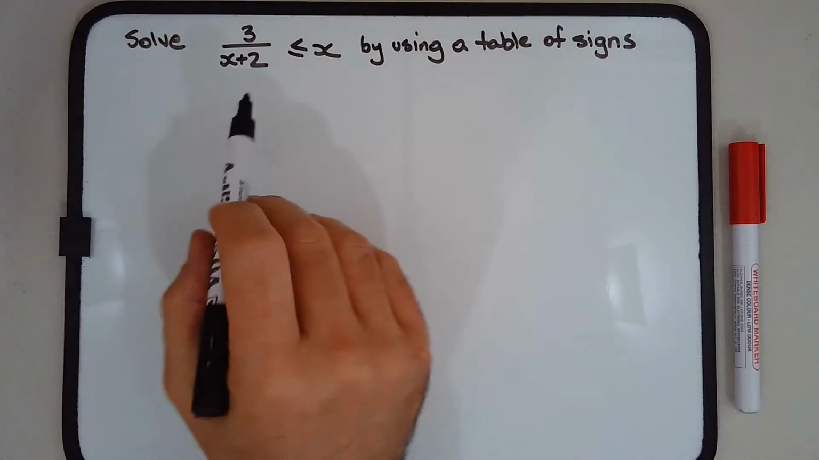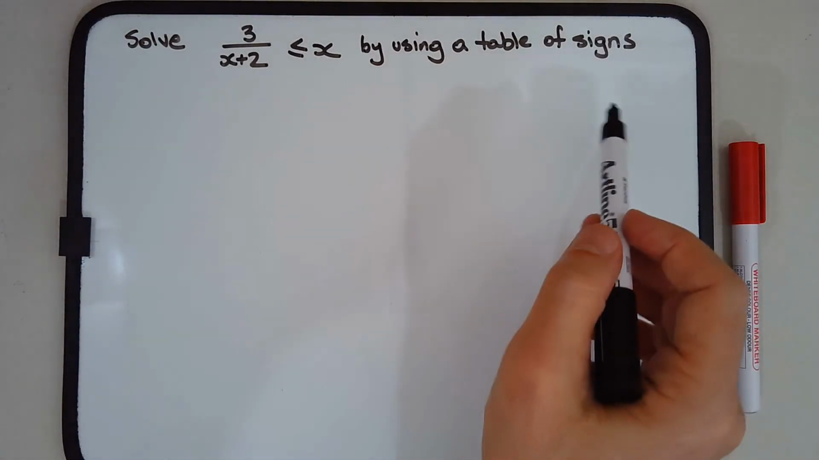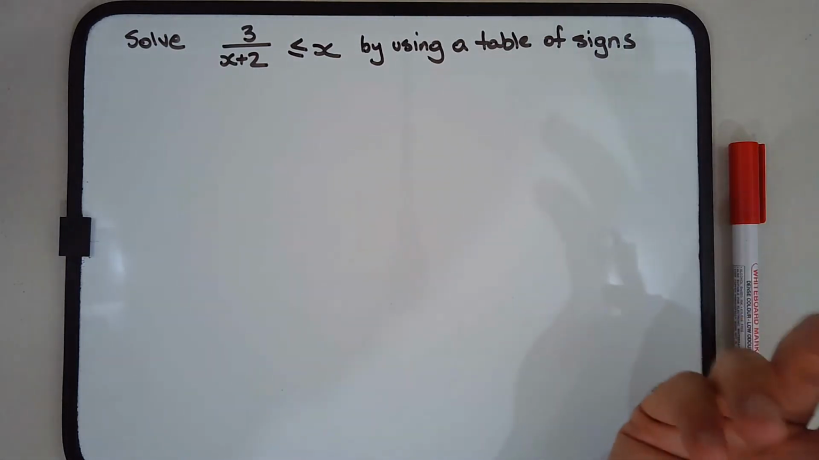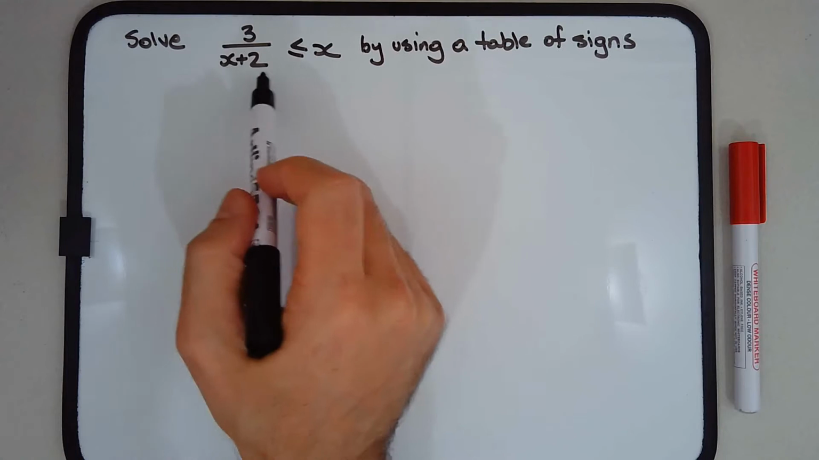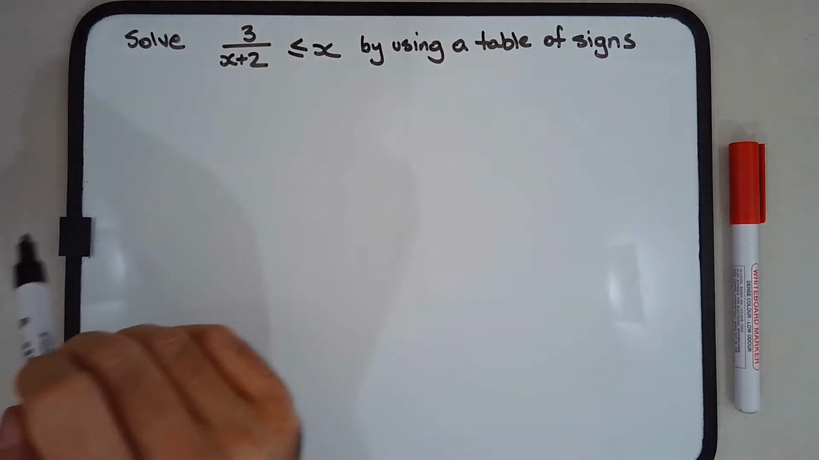In this video, we're going to look at solving an inequality by using a table of signs as an alternative to graphical methods. So let's have a look at this inequality. So we have 3 over x plus 2 less than or equal to x.